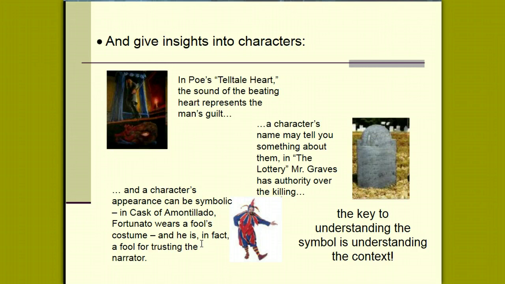Right? A character's name might tell you something about them. Like in the story The Lottery, a guy named Mr. Graves is in charge of the killing of people in his community, deciding who's going to die. You know, pretty obvious. His name's Graves, and he's going to stick people into them. Or a character's appearance can even be symbolic. Returning to The Cask of Amontillado, the poor guy who gets killed is wearing a fool's costume. It's during Mardi Gras. He's dressed as a clown. And, of course, he is a total fool in trusting the narrator and being brought to his own death.